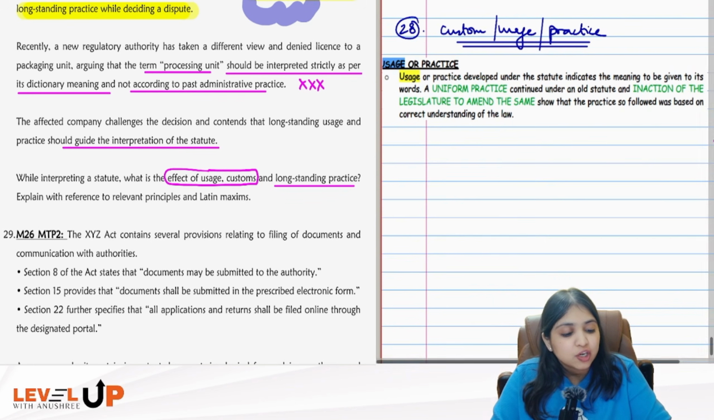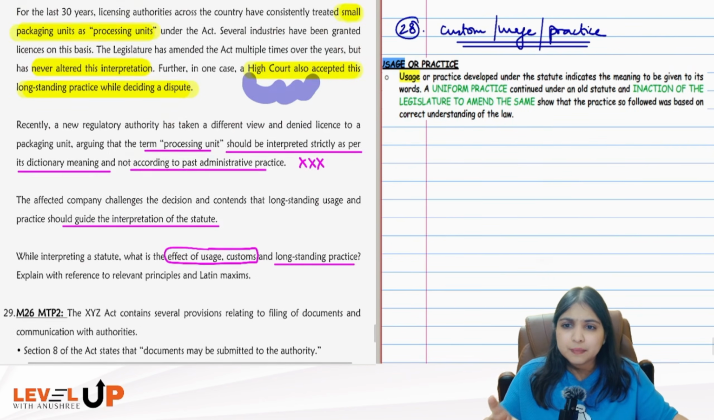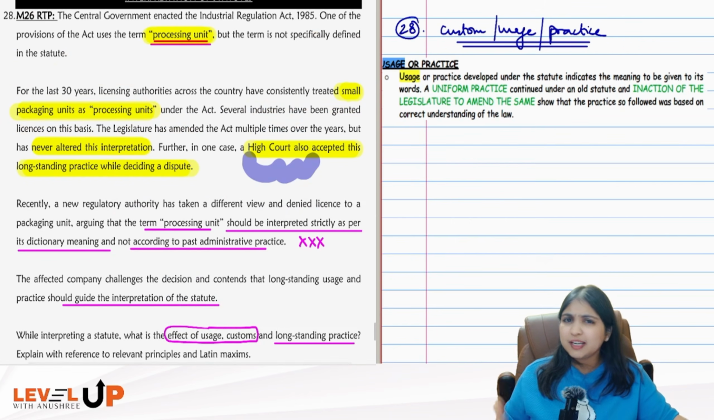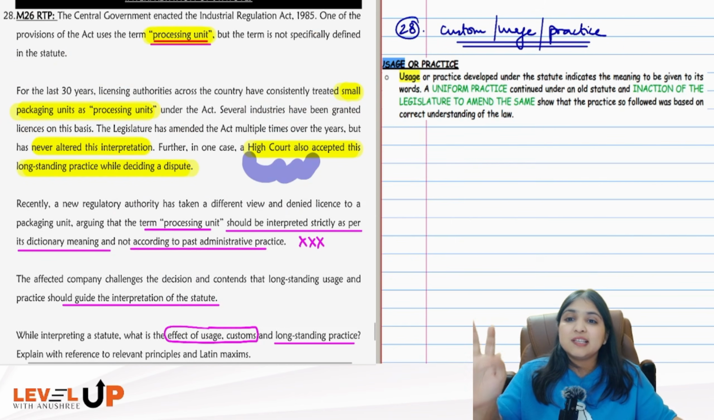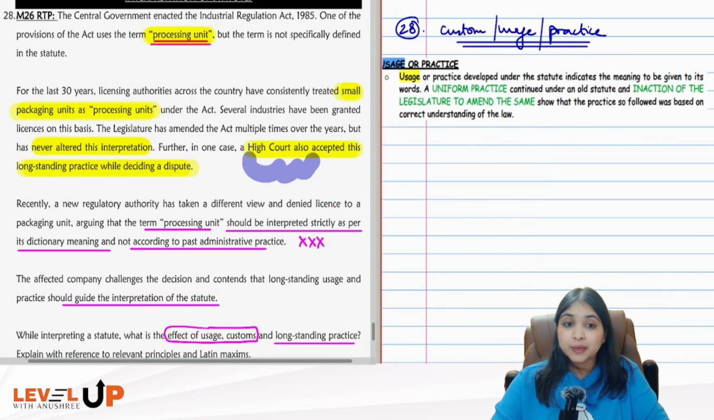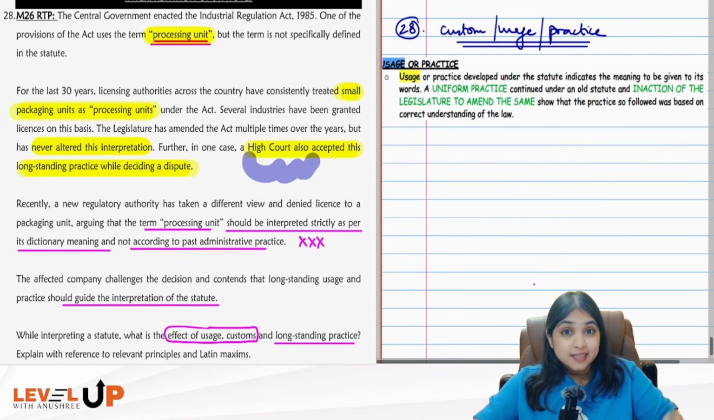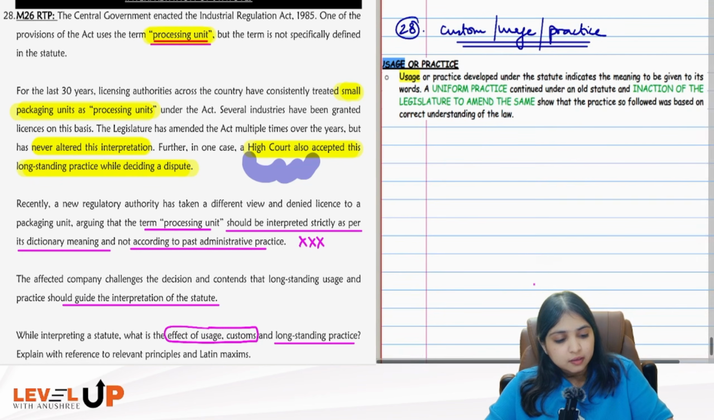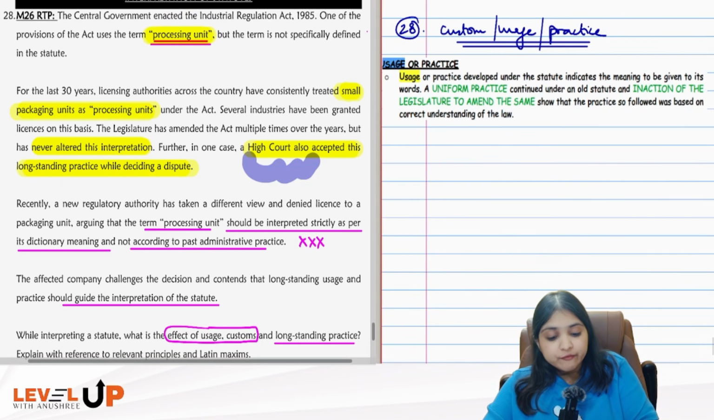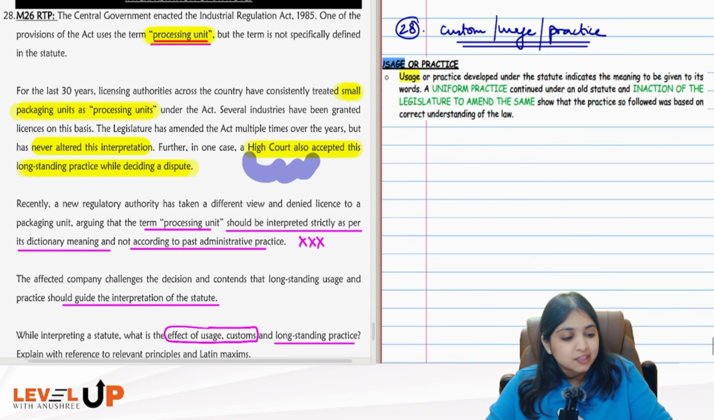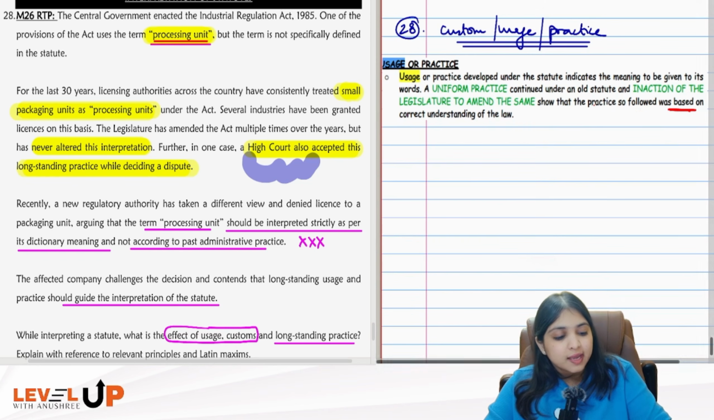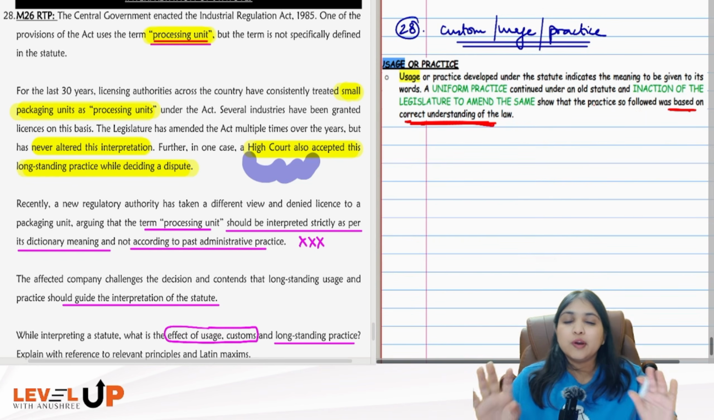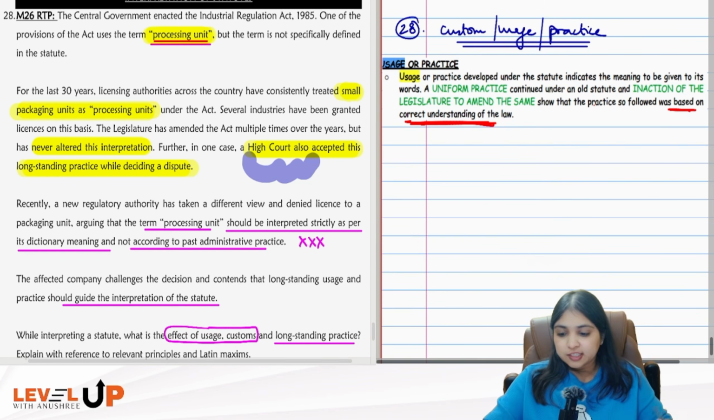Then inaction of the legislature to amend the same. This particular act has been amended so many times, but never has the legislature amended this particular interpretation. So now it is concluded that the word processing unit will include small packaging units also. It is concluded. The practice so followed all these years, the interpretation so given all these years, is based on the correct understanding of law. Now we suddenly cannot change this interpretation.